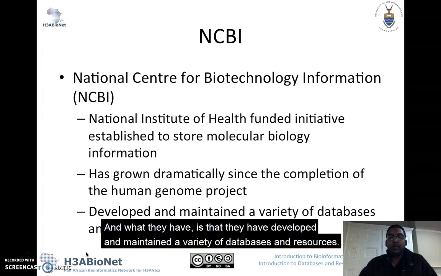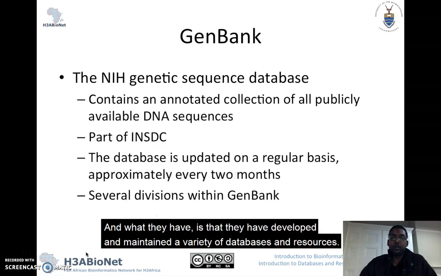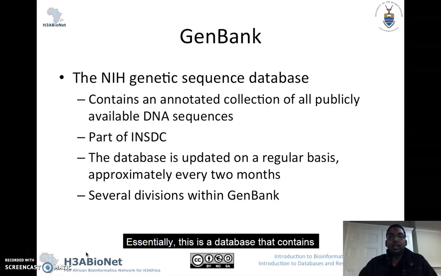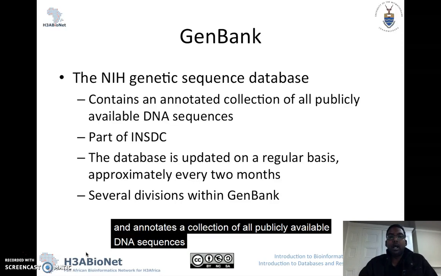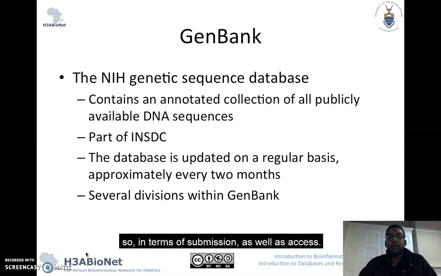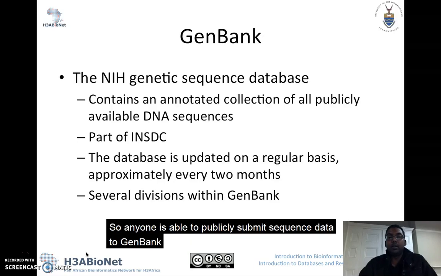And they have developed and maintained a variety of databases and resources. One of the main databases, or one of the first databases that was developed at the NCBI, is GenBank. Essentially, this is a database that contains an annotated collection of all publicly available DNA sequences. So if you recall, previously when I was talking about databases, this is an example of a database that is publicly accessible, in terms of submission as well as access. Anyone is able to publicly submit sequence data to GenBank, and anyone is also able to download sequence information from GenBank.